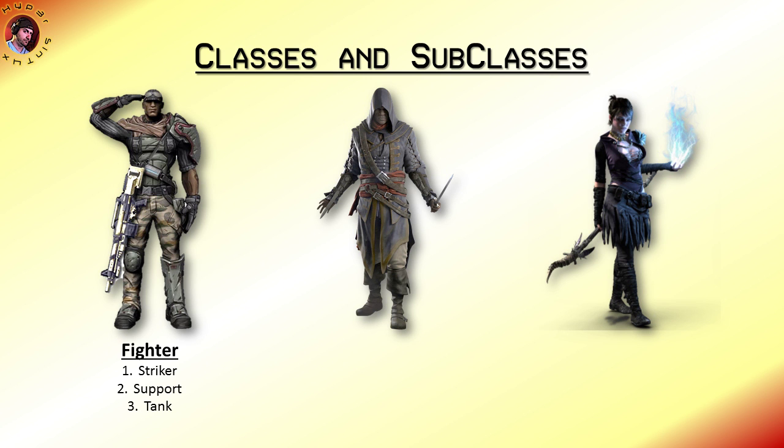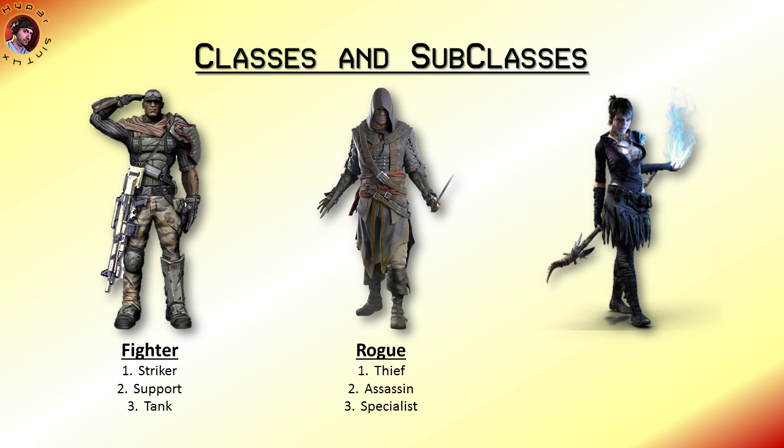Starting on the left, we have the fighters, and their subclasses will typically be a striker, support, and tank. Fighters will typically have a high strength and constitution, either a moderate or low agility, and a low intelligence and wisdom. Not to say that fighters are stupid, it's just that they spend most of their time with their sword or their guns, and their main focus is dealing straight up physical damage.